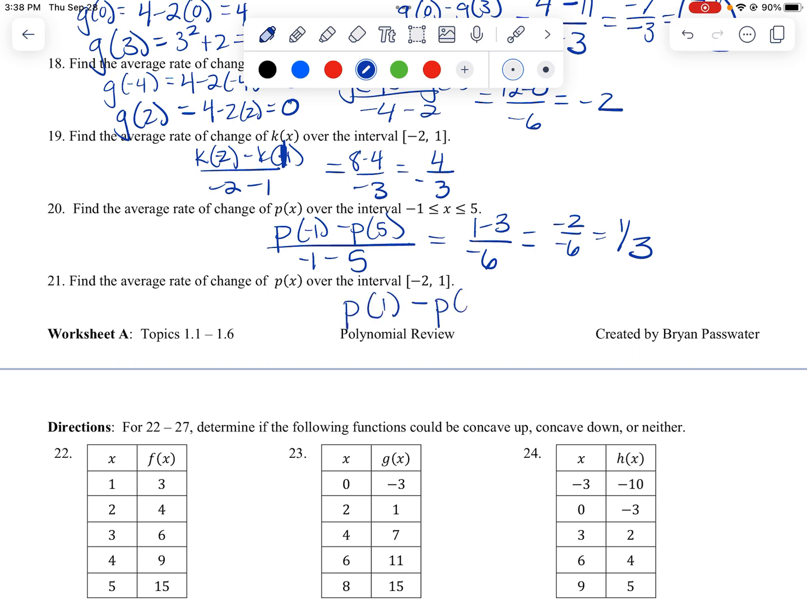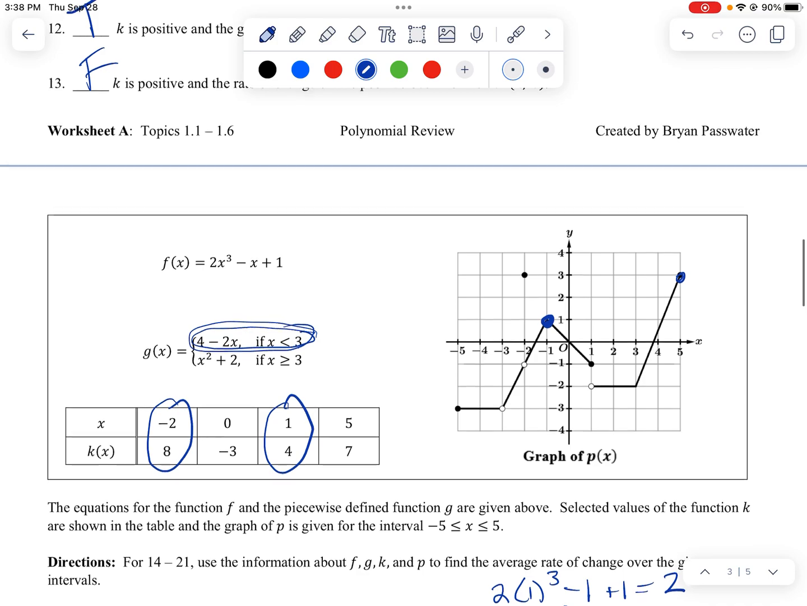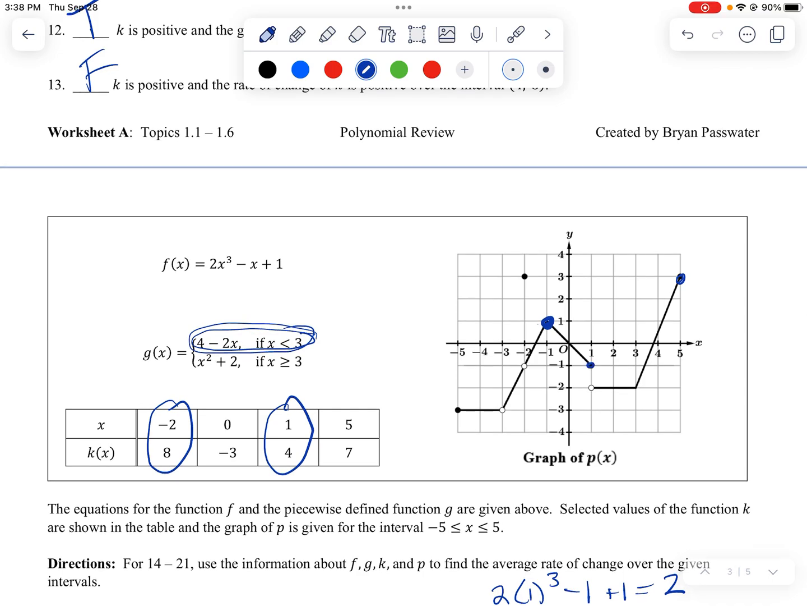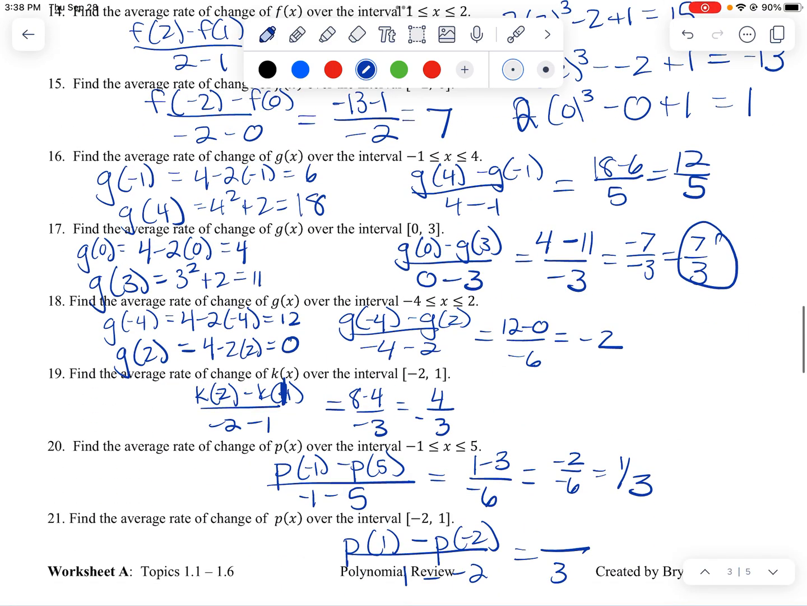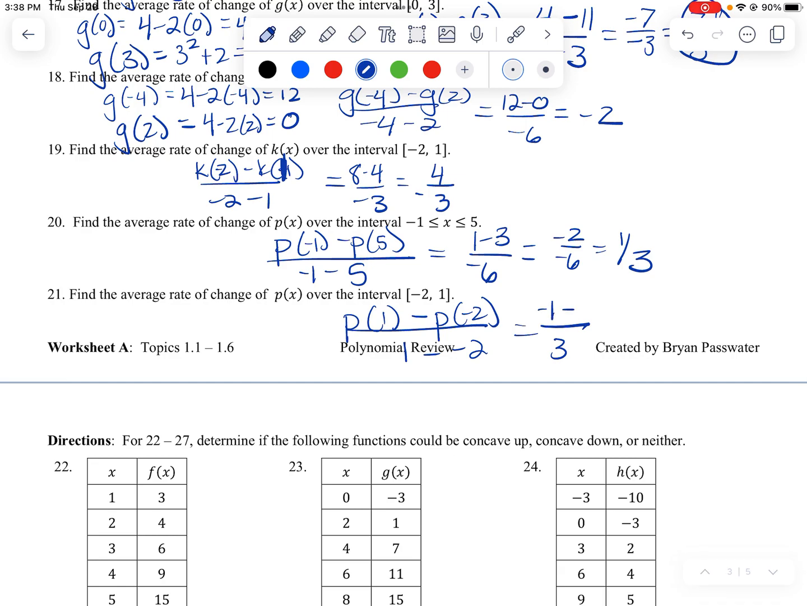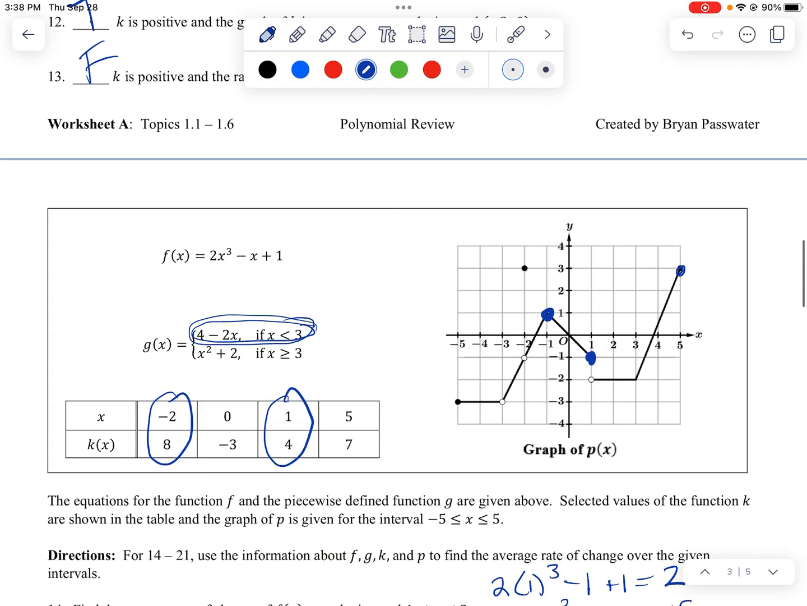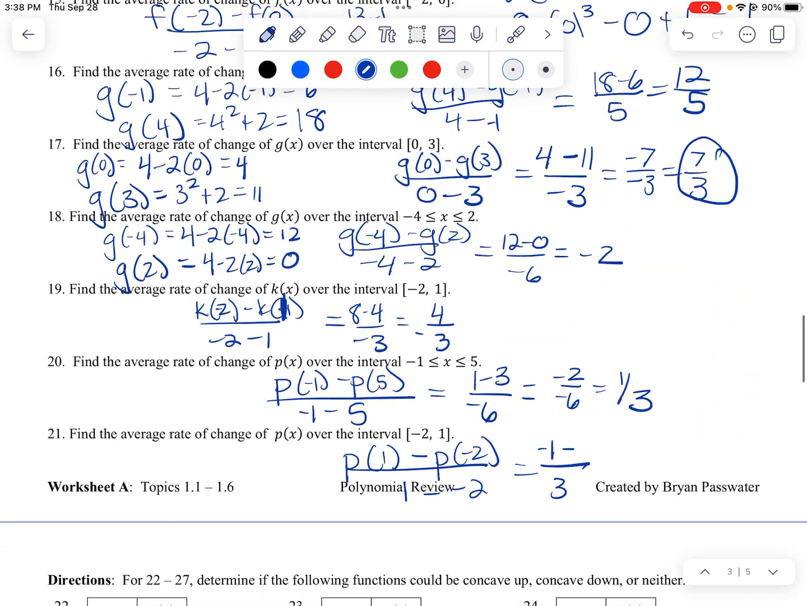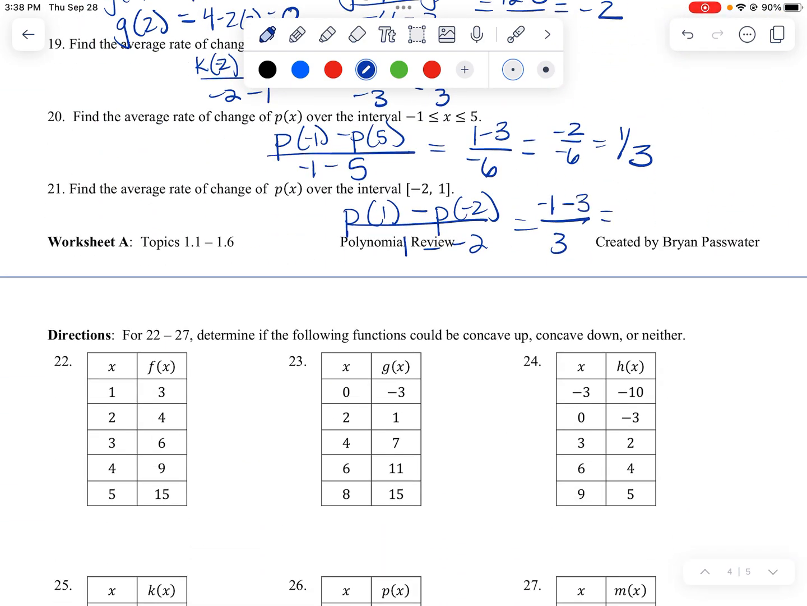And then again, we have p, and I could do it the other way, p of 1 minus p of negative 2. Or 1 minus negative 2, so we have a 3 on the bottom. Well, what is p of 1? Is negative 1. Minus p of negative 2. It's not here, it's way up here, so that's at 3. So we have negative 4 over 3.